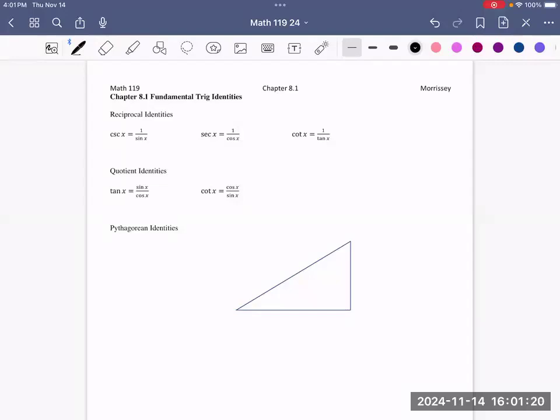Welcome to Math 119, Chapter 8.1, where we talk about our fundamental trig identities. So far we know a few of the reciprocal identities. So cosecant is 1 over sine, secant is 1 over cosine, and cotangent is 1 over tangent.